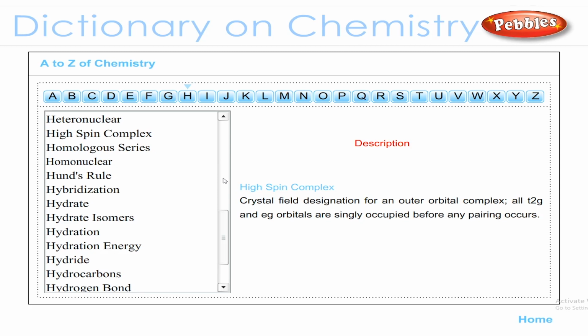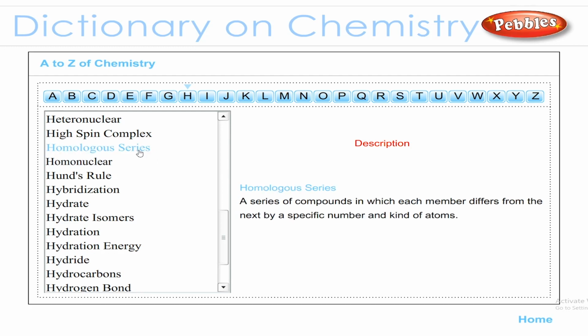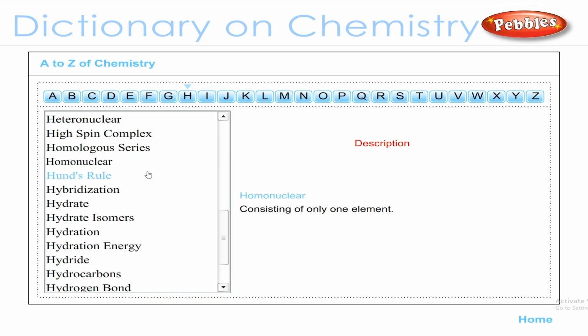High spin complex. Crystal field designation for an outer orbital complex. All t2g and eg orbitals are singly occupied before any pairing occurs. Homologous series. A series of compounds in which each member differs from the next by a specific number and kinds of atoms. Homonuclear. Consisting of only one element.